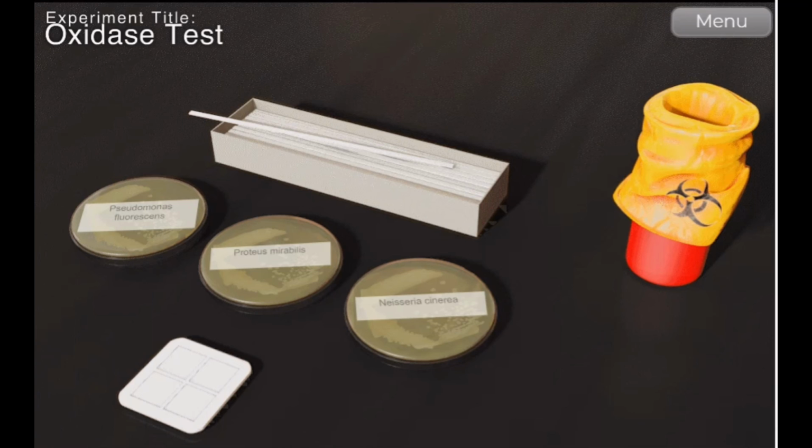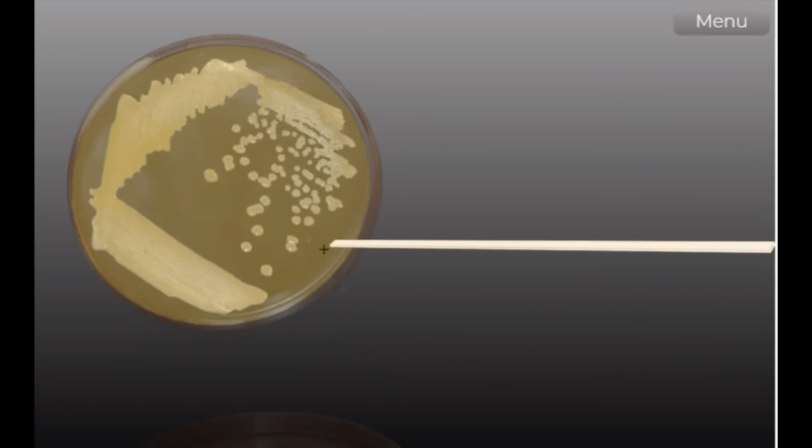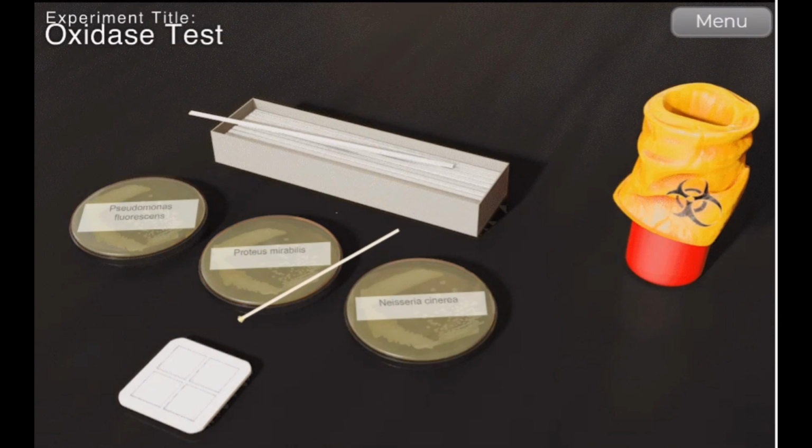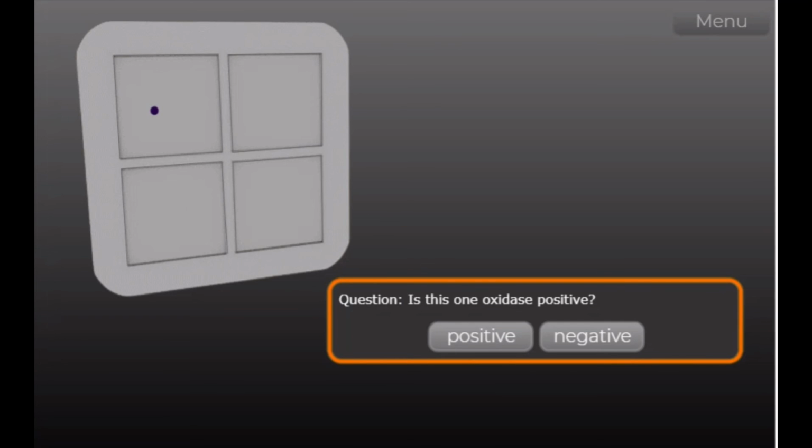So, the first step of the oxidase test is we need to isolate the colony with a sterile toothpick and put it on the dry slide. So, if there is a color change, that means it is positive.